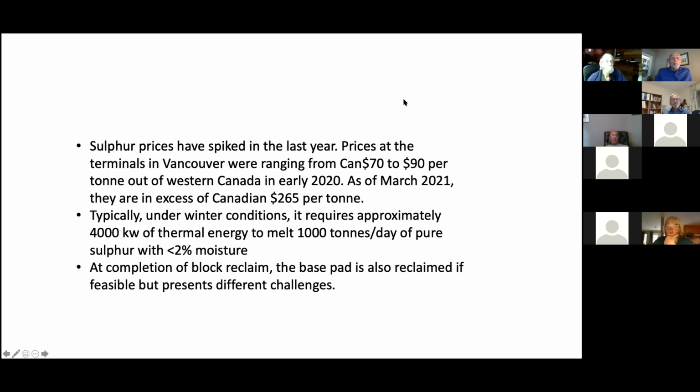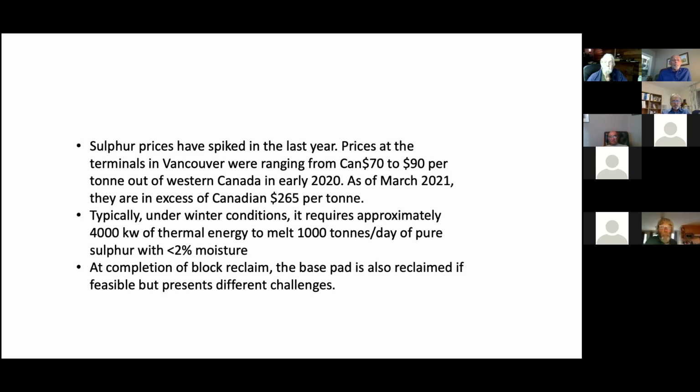And again, like I said, sulfur prices have spiked. I'm not a marketing guy, so I don't know the reasons for all this, but typically the more common prices are about $70 to $90 a ton. And that's what they were in early 2020. Now they spiked to $265 a ton. And I've seen them actually go up to $770 a ton. That's when producers need to use the window and start melting what blocks they have.